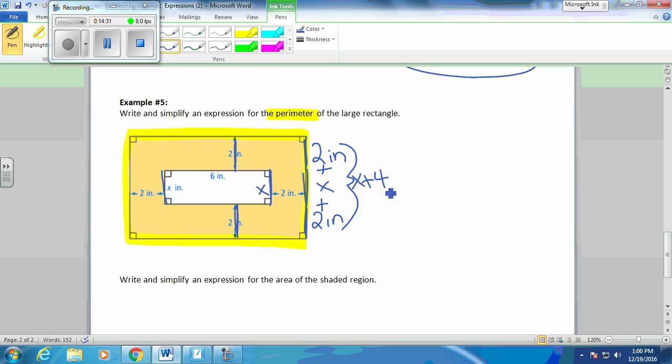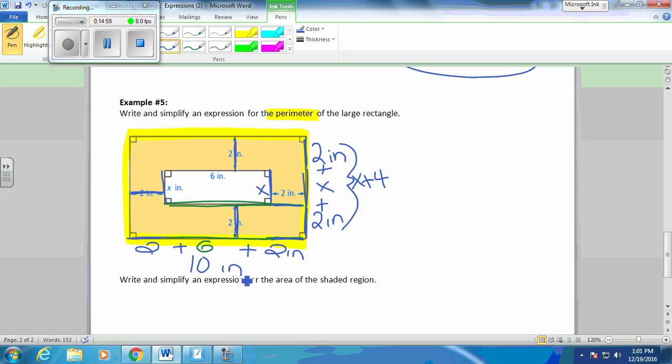Over on the bottom, they're saying that's 2 inches, so this is 2 inches. This is 6 inches, so this is also 6 inches. And then this again is 2 inches. And I would add those up to give me 10 inches. So now I know that the length and width are 10 inches and x plus 4.